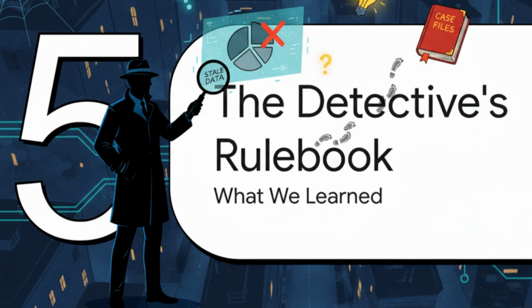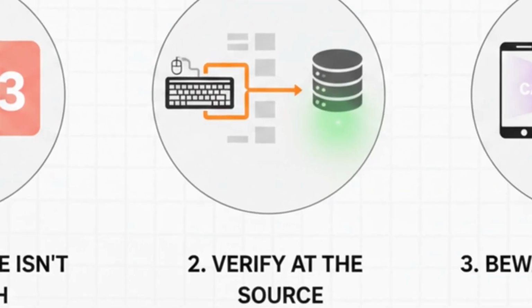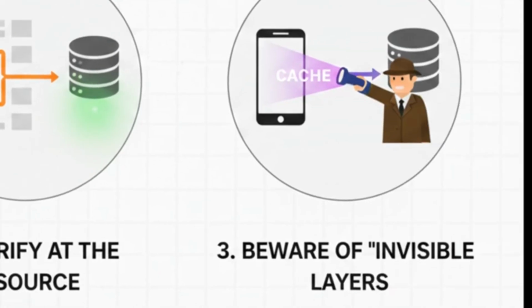But, like any good detective story, it leaves us with some really important rules to remember for the future. So what's the takeaway here? First, what you see on the screen isn't always what's really happening in the database. Second, when you're in doubt, you have to go directly to the source of truth to verify your data. And finally, you have to always be aware of these invisible layers. Things like caching, proxies, CDNs that sit between your code and your user. They are so often the source of the most baffling mysteries.